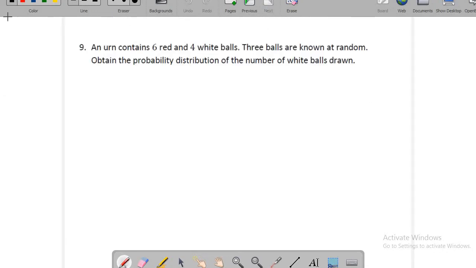Now let's look at one more. So there are 6 red balls and 4 white balls. So total there are 10. 3 balls are drawn at random. So obtain the probability distribution of the number of white balls. I hope there is no difference between the previous problem and this problem. So I am leaving it to you. Okay. But here it says not known, it is actually drawn. It's a mistype, typo error.